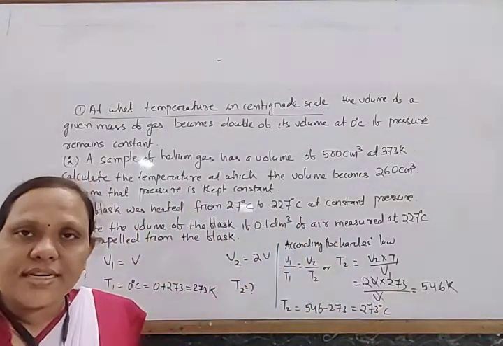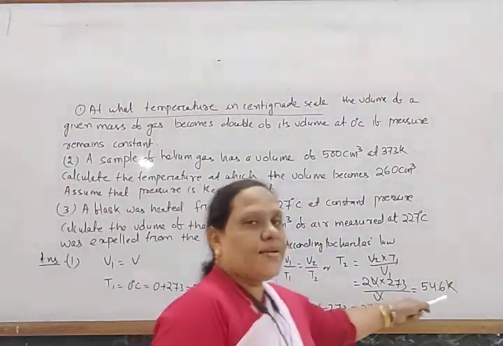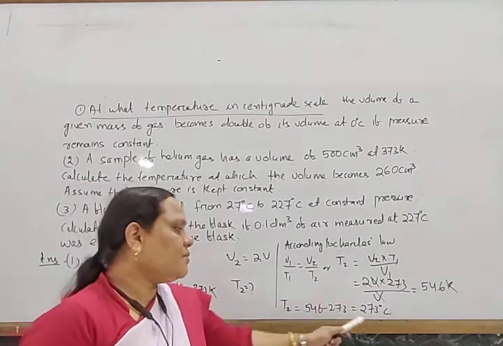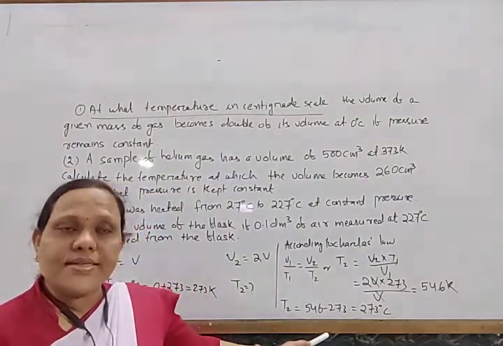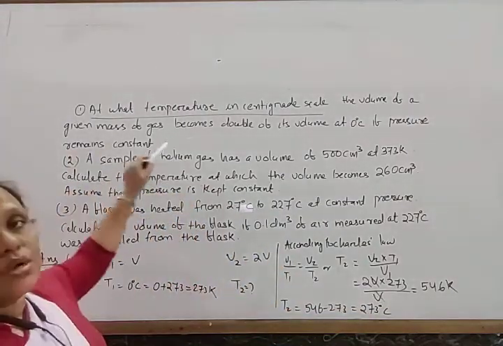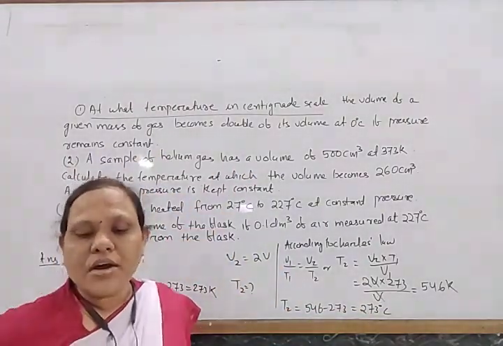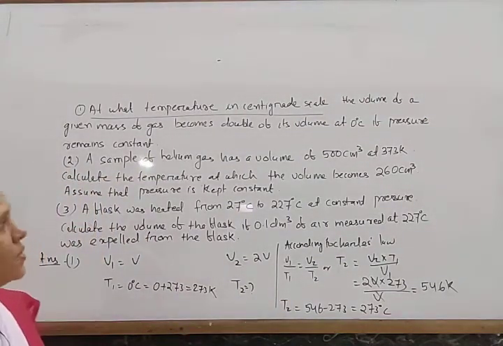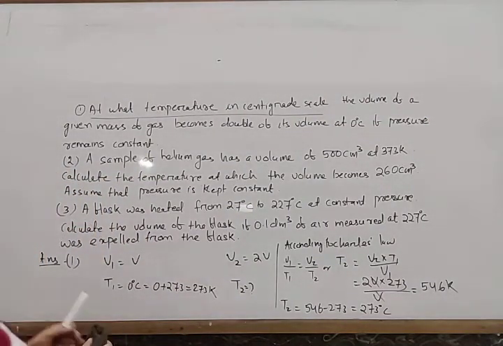So if the question is asked in Kelvin, then put it in Kelvin. If it is asked in Celsius, then convert to Celsius by subtracting 273 from it. So at 273 degrees Celsius, the volume of a gas becomes double its volume. Okay, next come to question number 2.